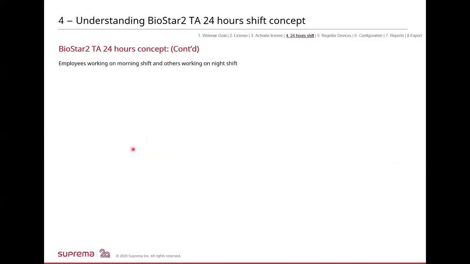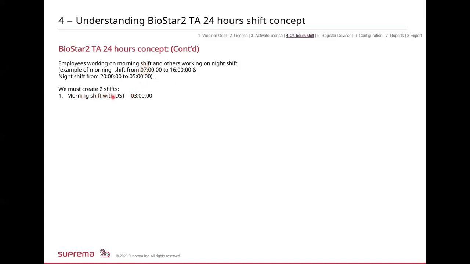Let's have an example where you have a company with a morning shift and a night shift. The morning shift, we will say, is from 7 a.m. to 4 p.m. And the night shift is from 8 p.m. to 5 a.m. So this means we need to create 2 shifts in our BioStar 2 time attendance module. For the morning shift, the DST should be 3 a.m. Why 3 a.m.? As we said, 3 to 4 hours before 7 a.m.